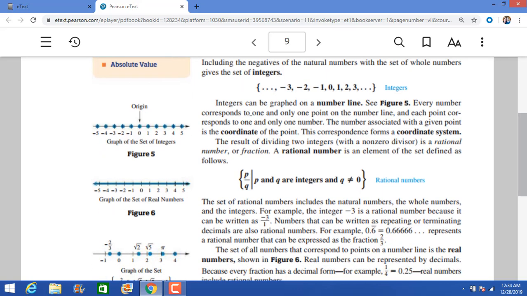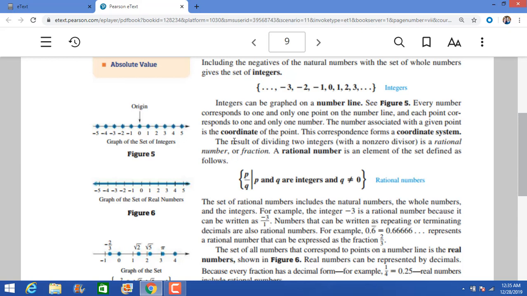Now, integers can be graphed on the number line. As you can see over here, the origin is at 0, and each of the dots represents where an integer is located on the number line. The number associated with the given point is the coordinate of the point. So the location is given on the number line by what we call a coordinate. This forms a coordinate system on the real number line.